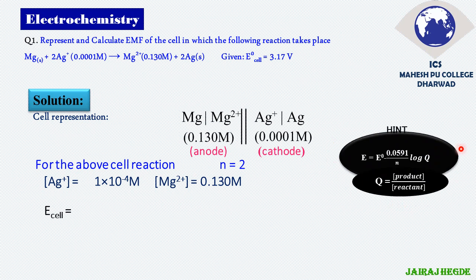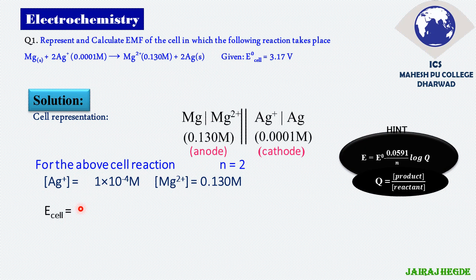In the last session we discussed the shortcut for remembering this. E is equal to E naught minus 0.0591 by n, because usually we assume the cell is reacting at 25 degrees Celsius, 0.0591 by n log of Q. Q stands for reaction quotient. It's nothing but the product of concentrations of products to the product of concentrations of reactants. However, for a solid, here magnesium is a metal, its concentration by default is 1, and silver is a metal, its concentration is by default 1.